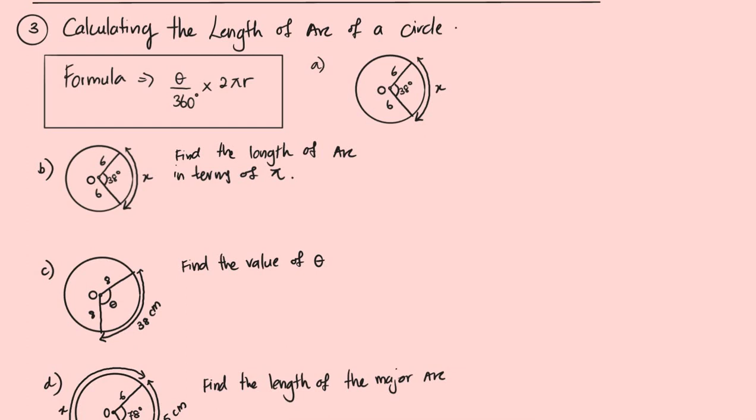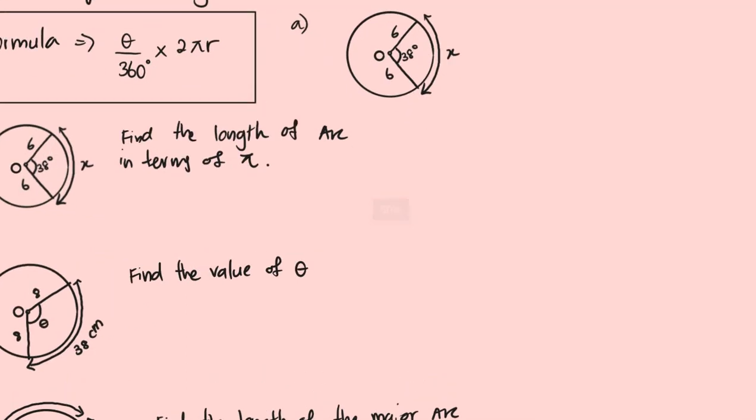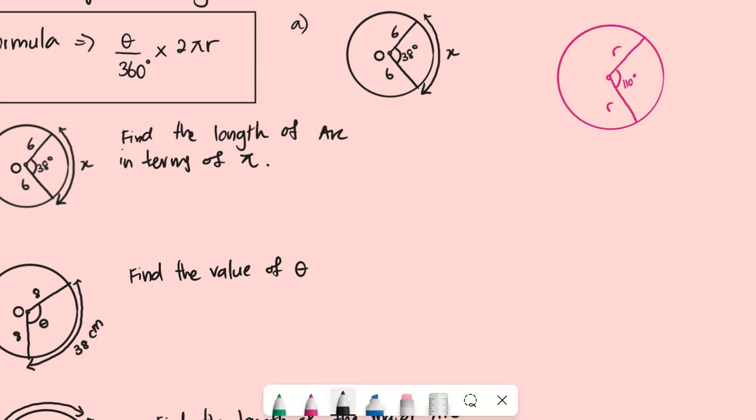Okay, so I have a circle. This is the radius, this is the radius, correct? So there is an angle here. Let's put this angle to be 110 degrees, for example. The length of arc is basically from here to here. This is the length of arc.